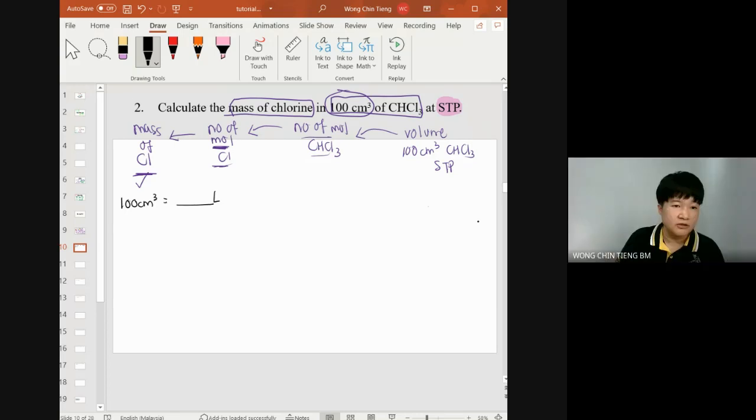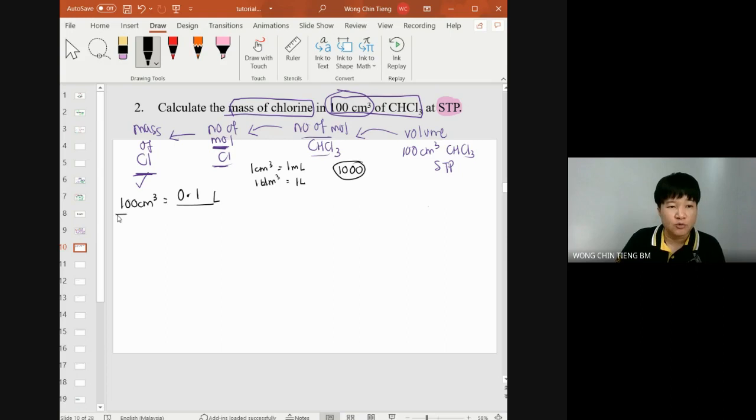0.1. I hope you can do the conversion over here a little bit. I hope you know that 1 centimeter cube is equals to 1 milliliter. Okay, they are the same. 1 decimeter cube is equals to 1 liter. And the conversion between them is 1000. Okay, I hope you know that.